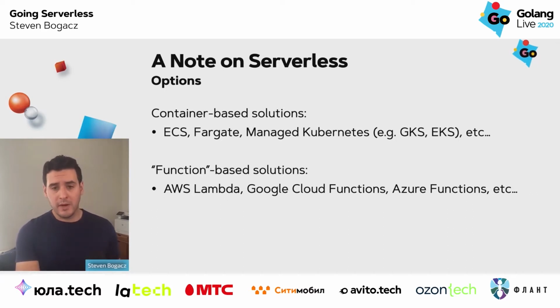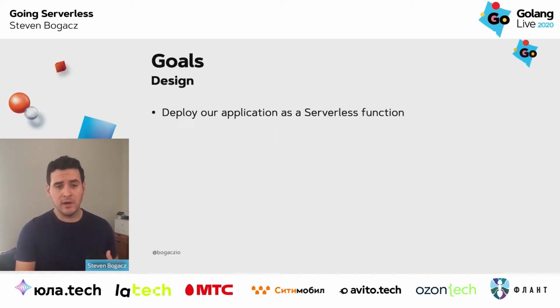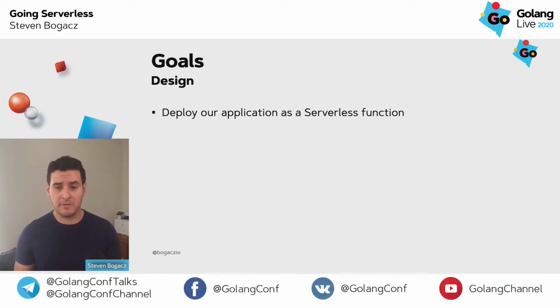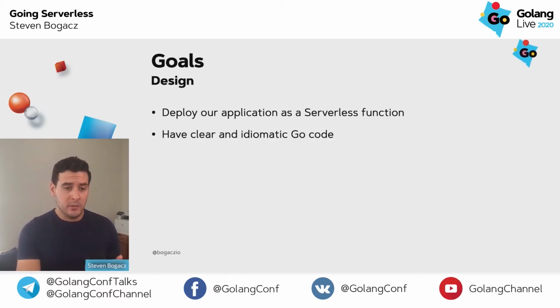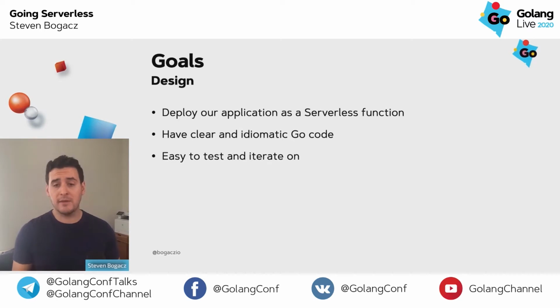So we know what we want to build, and we can think about how we want to build it. We know that we want to deploy our API as a serverless function because of all the benefits we talked about. And as Gophers, we also know that we want to have clear and idiomatic Go code. And ideally, we also want our developer experience process to be as seamless as possible. So we want it to be very testable, and we want it to be easy to iterate on.